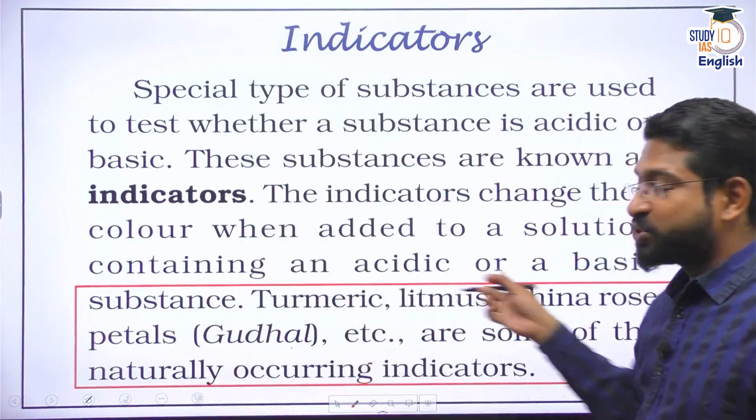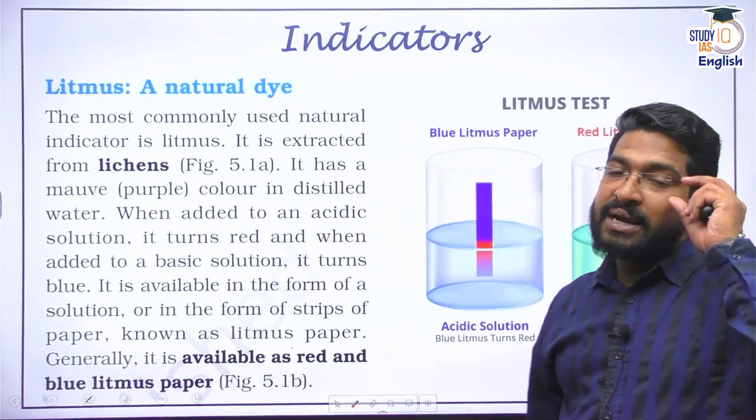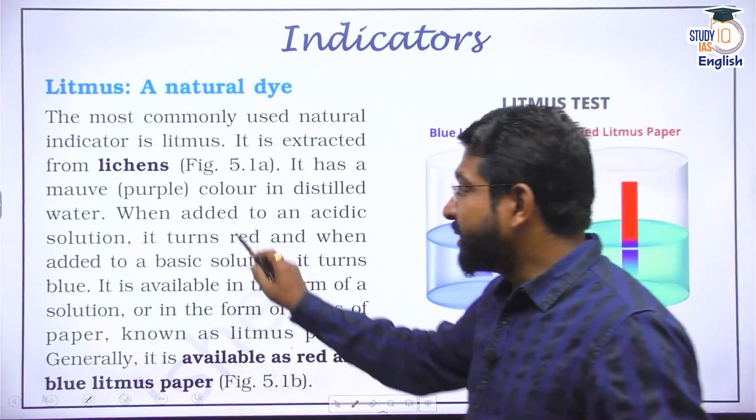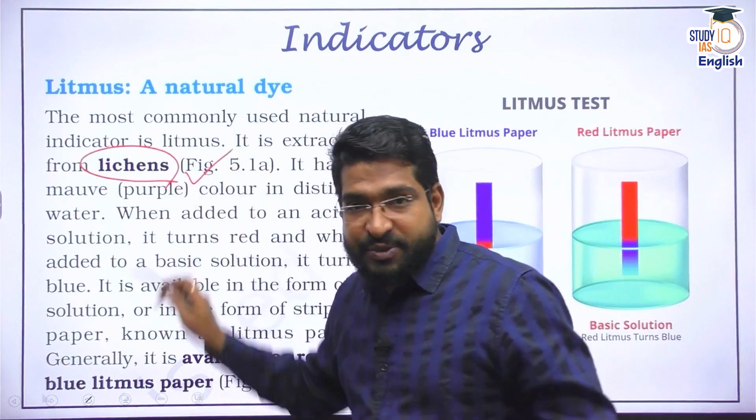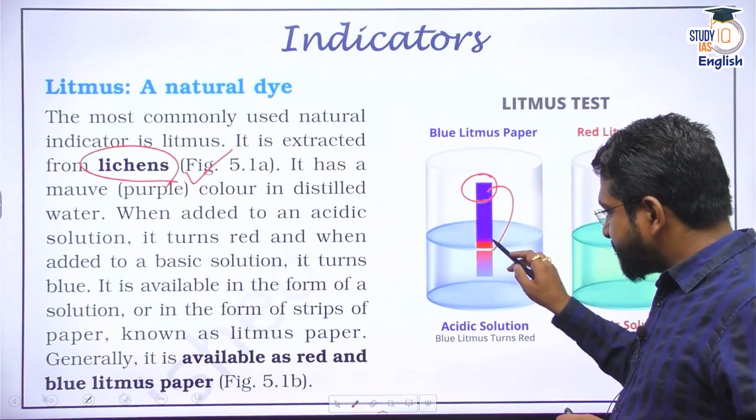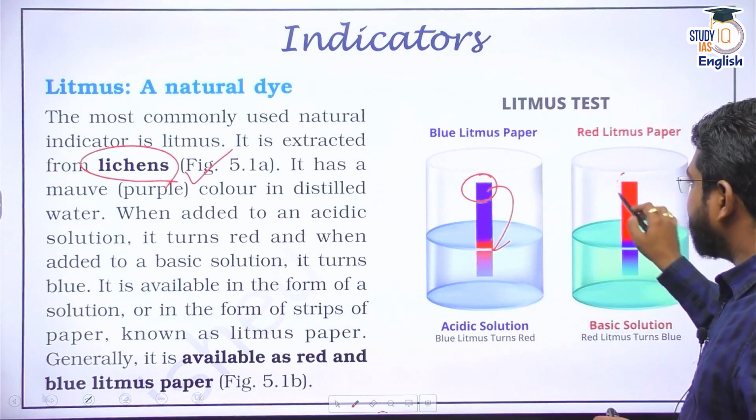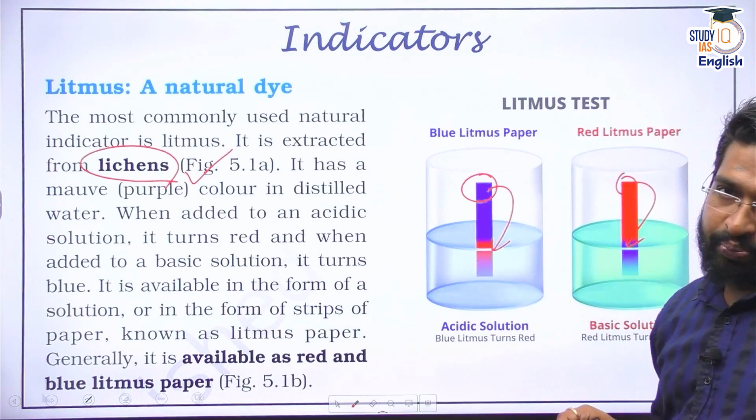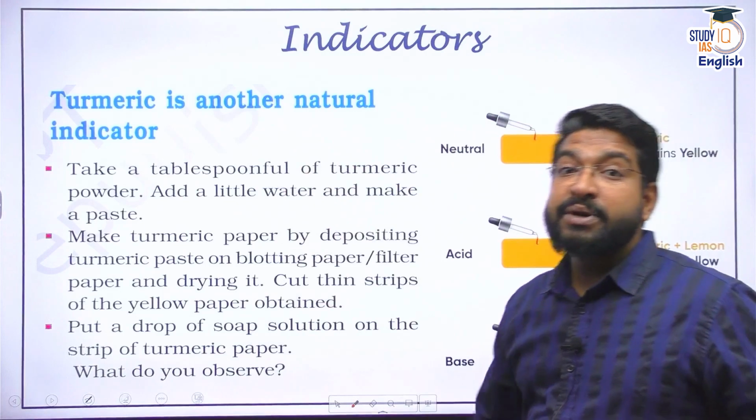We discussed some of the natural indicators like litmus. Litmus is a natural dye which is obtained from lichens. And litmus paper, if it is blue, when I put it in acid, it becomes red. If it is red, when I put it in base, it becomes blue. Apart from that, we also saw turmeric.